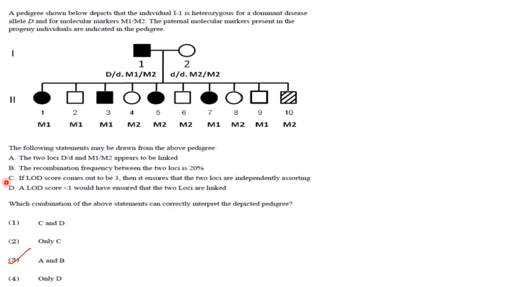Now we will start from C. If LOD score comes out to be 3, then it ensures that the 2 loci are independently assorting. Now LOD score is log of the odds. So if LOD score is positive, it means linkage, and if LOD score is negative or less than 1, it is unlinked. So in option C, it is said that LOD score is 3 and it is independently assorting, which means there is no linkage. So the statement is wrong.